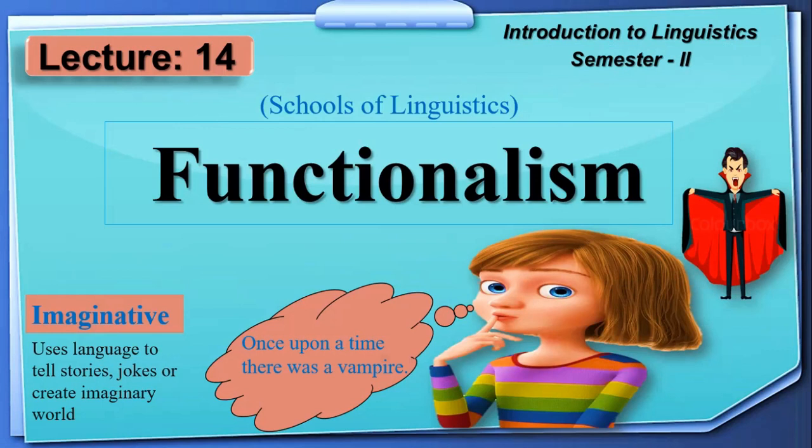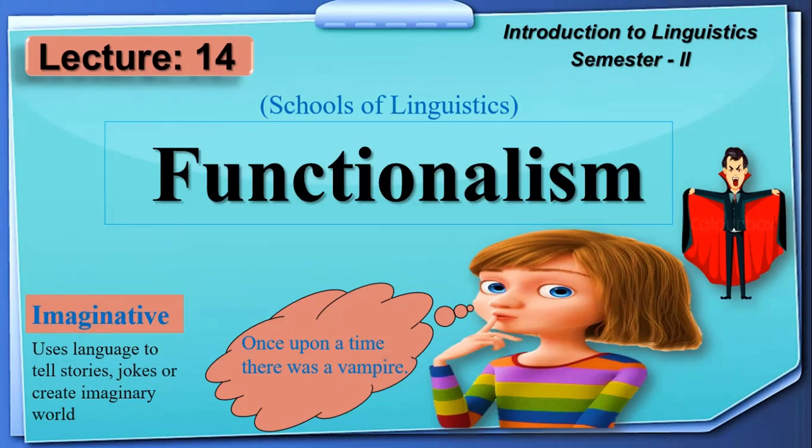For example, here is the picture. This child says, "Once upon a time there was a vampire." Actually, she imagines and she uses this language. So exactly this is called the imaginative function of language: a child thinks about a vampire, so she uses language to tell stories, jokes, or create an imaginary world. This is exactly what functionalism is all about.